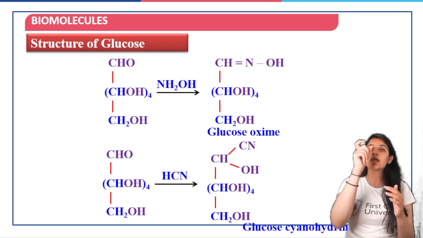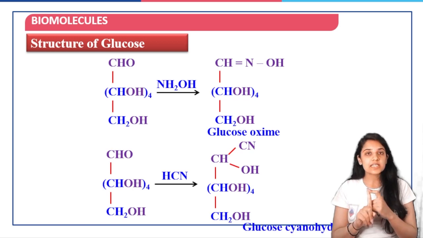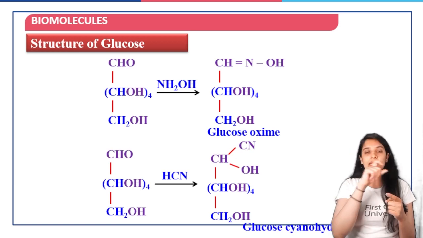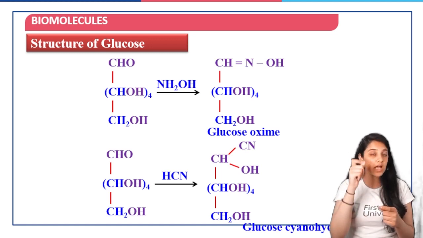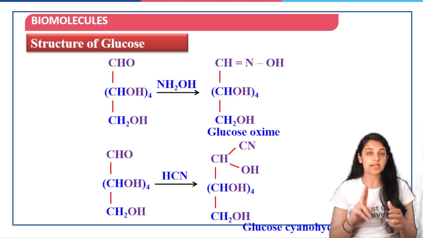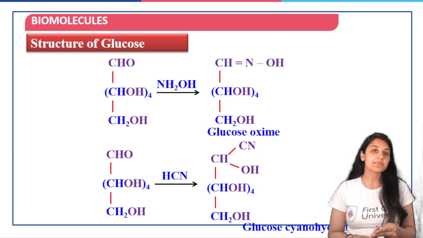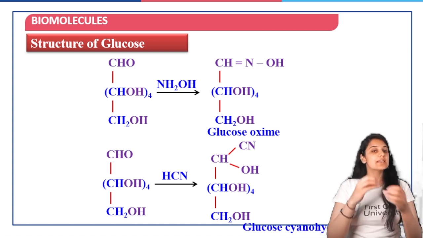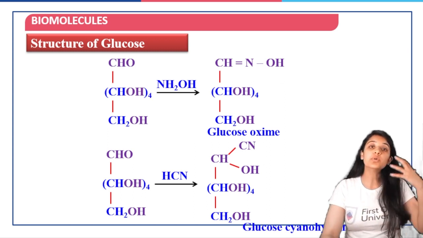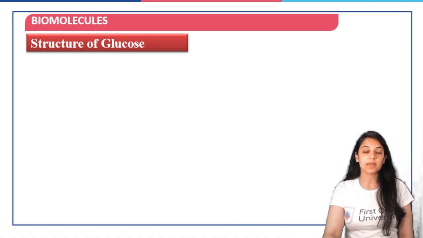So now we know two things. From the first experiment, since we are getting n-hexane, it is a straight chain of 6 carbon atoms. The second experiment confirmed that there is a C=O group present in the structure of glucose. These reactions are very simple. You do not have to cram them. You can easily reproduce them.